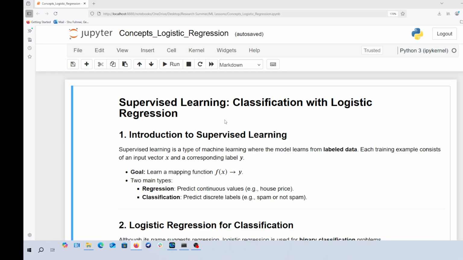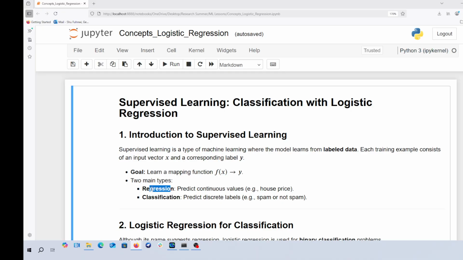So as a recap, we already know that supervised learning is a type of machine learning technique where the model learns from labeled data. Which simply means that each training example consists of an input vector and some corresponding label or output. The goal here is to learn a mapping function, f of x, that will map to that output. Recap the two main types.